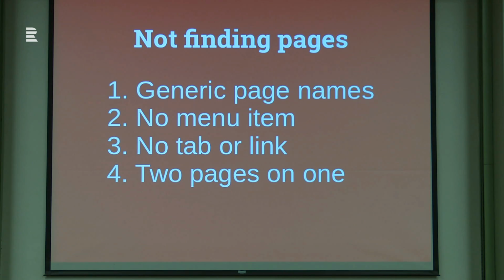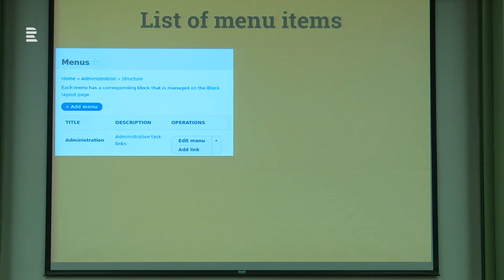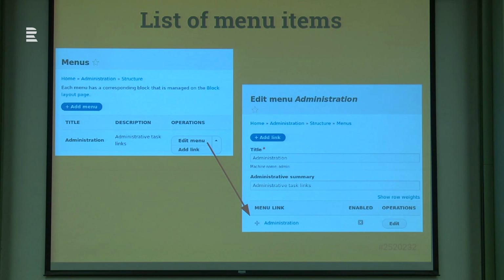And sometimes it's difficult to find a page because actually there are two pages in one. So when you're looking for the list of menu items, I expected that if I go to the list of menus and there are the operations, there should be the list of menu items. Well, actually you have to click on edit menu, which gives you both the editing of the menu, like the name and its machine name and so forth, as well as the list of items.